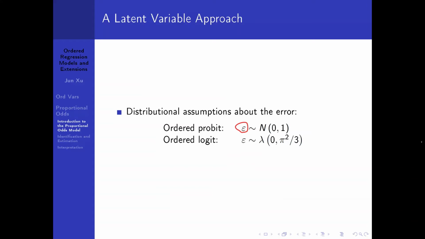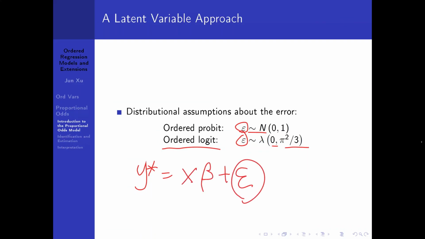It either follows a standard normal, with mean 0 and standard deviation 1, and when that assumption holds, we have what is called an ordered probit model. If the error term follows what is called a standard logistic distribution, with mean 0 and variance pi squared over 3, then it is an ordered logit model. So depending upon the distribution assumptions we make about the error term in the structural equation, which is actually assumption 2, we can have either ordered probit or ordered logit models.